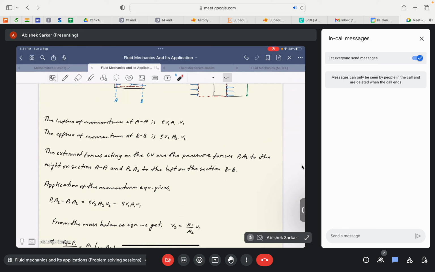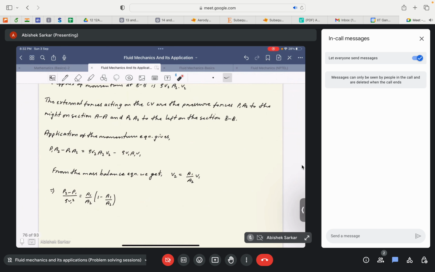Minus sign, why? Because it's quite simple: the area vector and the velocity vector are in the opposite direction, thus we have a negative sign. Again, from mass conservation, for incompressible flow, we get that V2 is equal to A1 by A2 times V1, right?